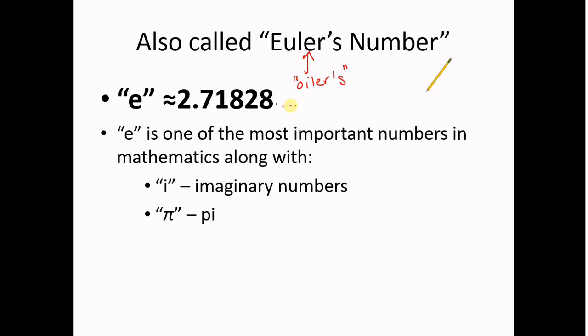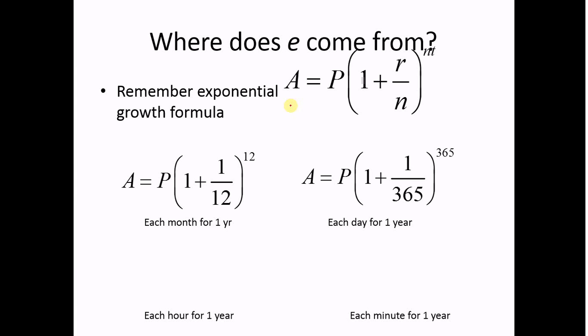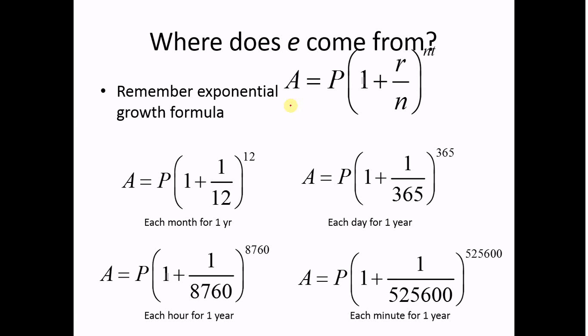So someone realized long ago that this E came from somewhere. Do you remember this exponential growth formula we talked about? Well, they realized that if you compound per year, compound for a day, or a month each year, a day each year, what about an hour each year? That'd be amazing, wouldn't it? What about each minute for 1 year you would compound? What's amazing is that this goes exceptionally close to E.